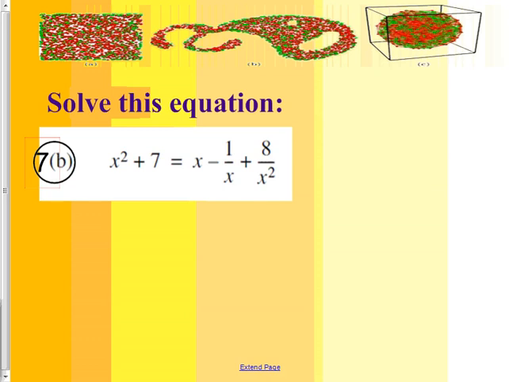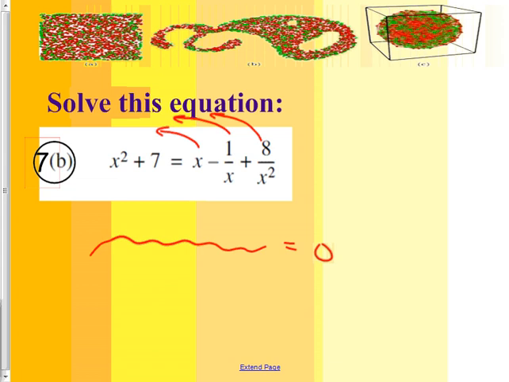And here's number 7b. I want you to do this one too. And remember, to make a sign chart like we did before, you want it to be set equal to 0. So one of the things you want to do is get this all onto one side and equals 0, like blah, blah, blah, equals 0. So maybe you should move all this stuff over to the other side.